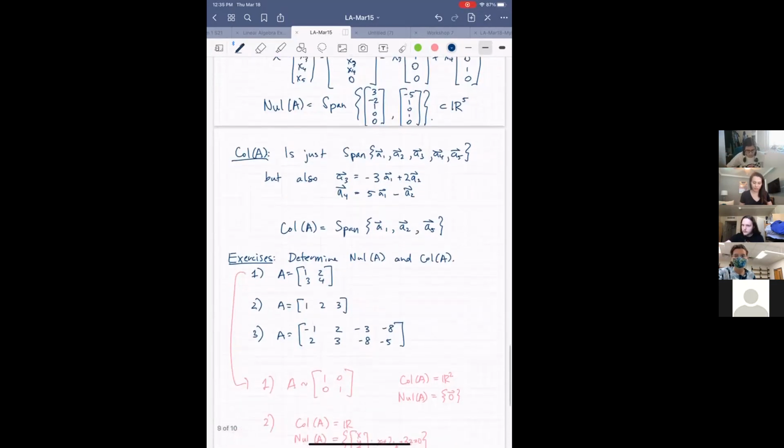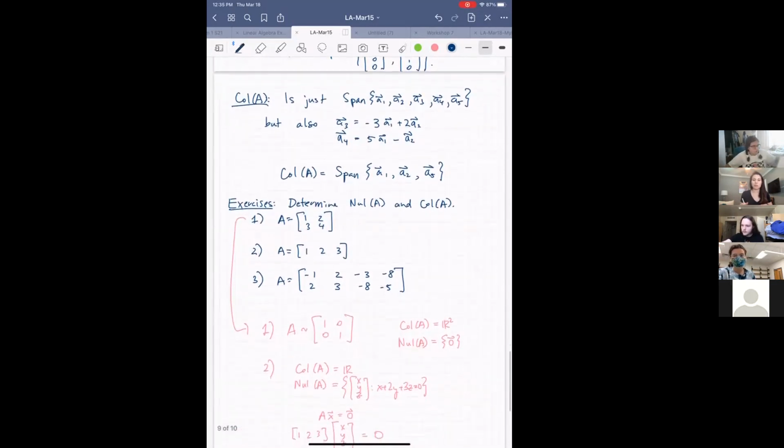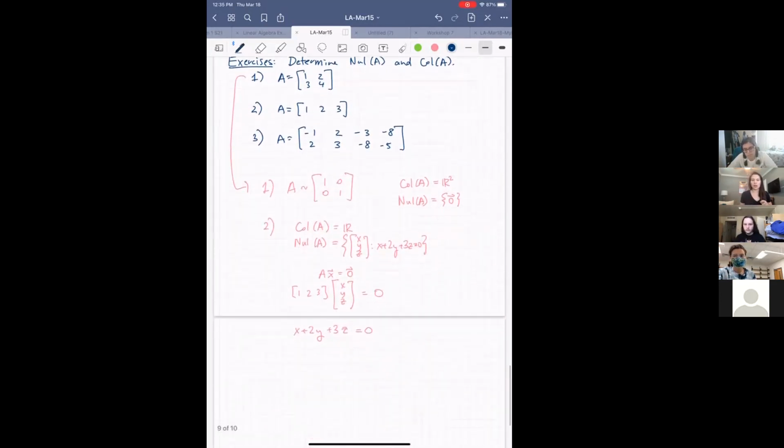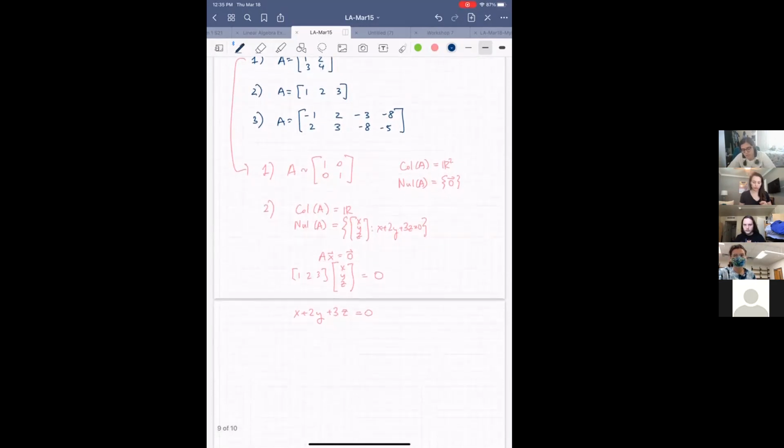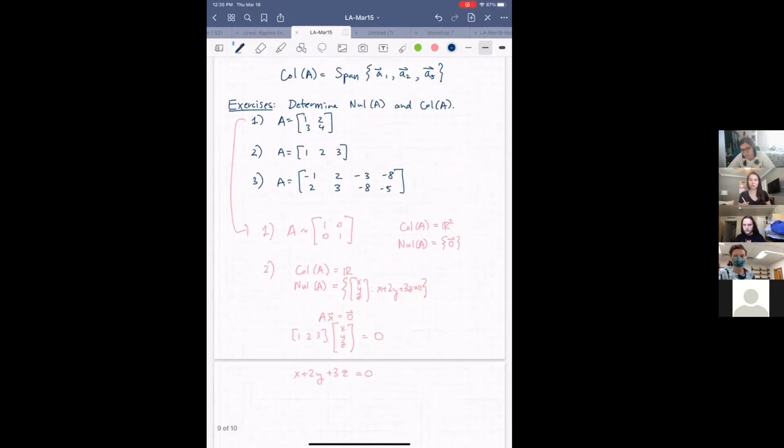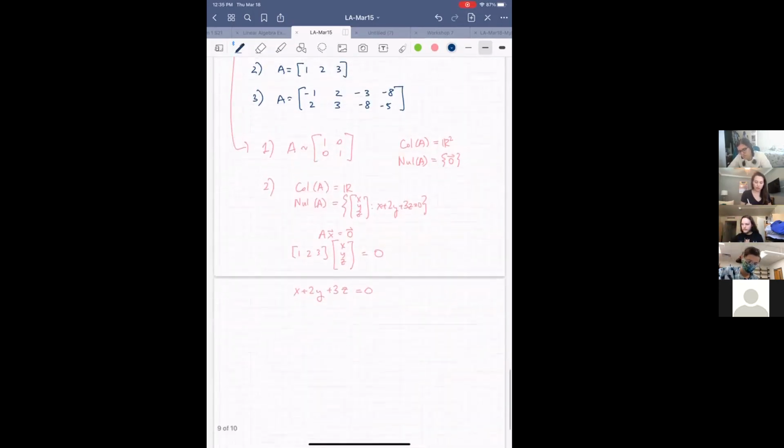So hopefully that's clear. I'm also going to do the last example, so maybe it'll be more clear after I do that one as well. Okay, so, determining the null space and column space. We went through number one, so I'm not going to talk about that one. For number two, I did say there's another way you can do this, which is more standard. So I just wanted to go over that as well.